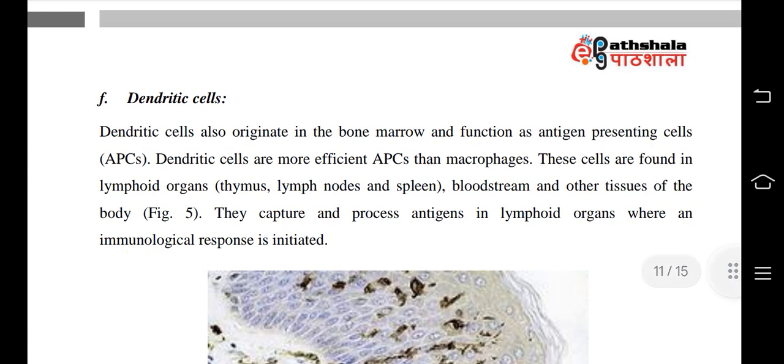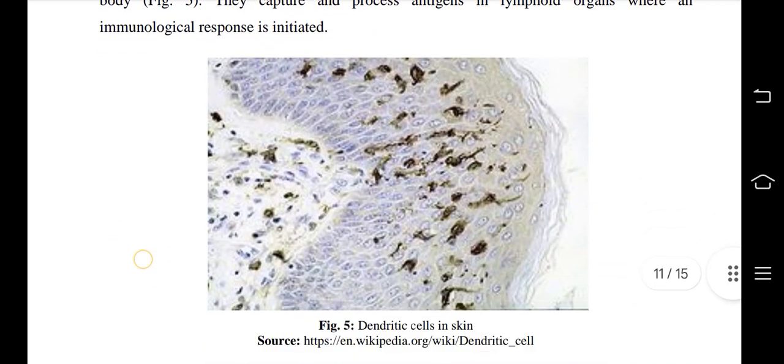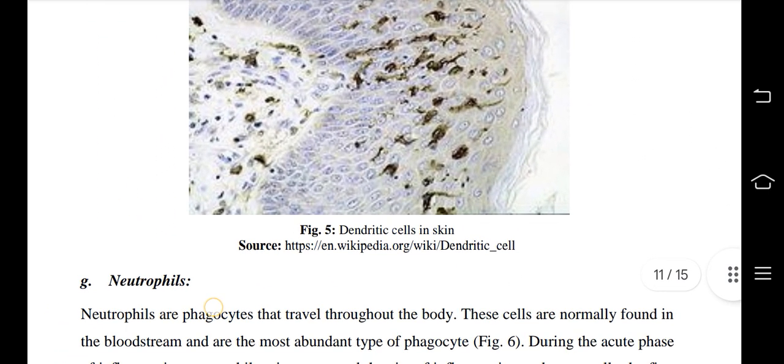Dendritic cells. Dendritic cells also originate in the bone marrow and function as antigen-presenting cells. Dendritic cells are more efficient APCs than macrophages. These cells are found in lymphoid organs like thymus, lymph nodes, and spleen, bloodstream, and other tissues of the body. They capture and process antigens in lymphoid organs where an immunological response is initiated. Dendritic cell in skin.